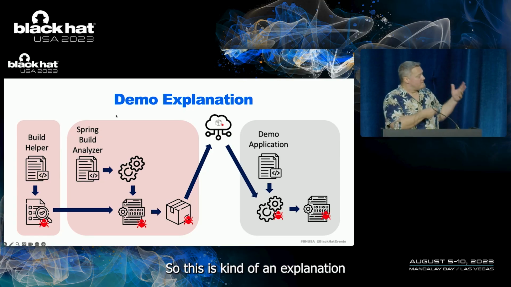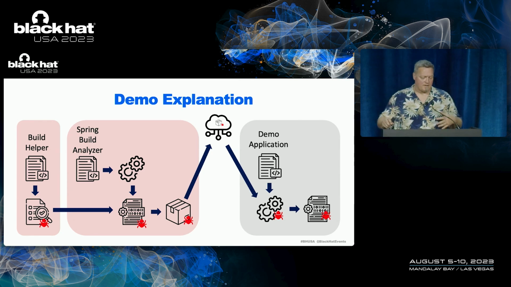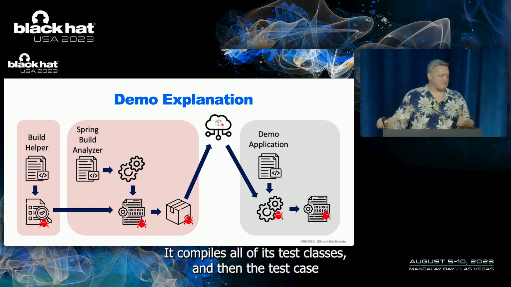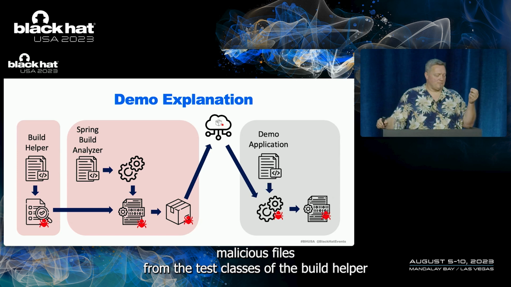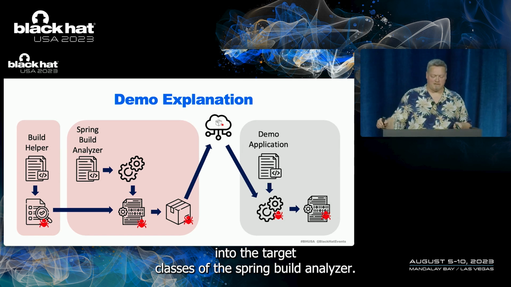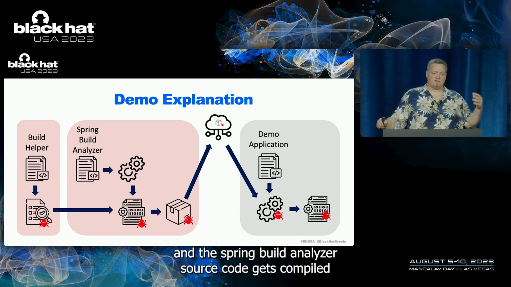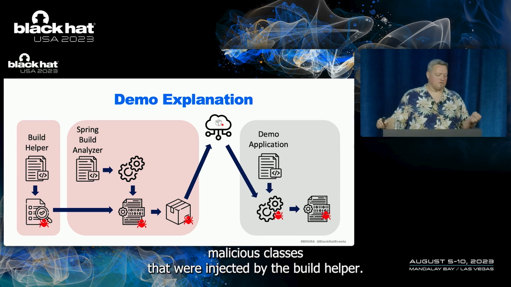Cool. So this is kind of an explanation of the slides, of the demo that we just saw. The build helper compiles, Maven runs the compile. It compiles all of those test classes, and then the test case actually copies those malicious files from the test classes of the build helper into the target classes of the Spring Build Analyzer. Then Maven starts running, and the Spring Build Analyzer source code gets compiled and placed into the target classes right alongside all of those malicious classes that were injected by the build helper.